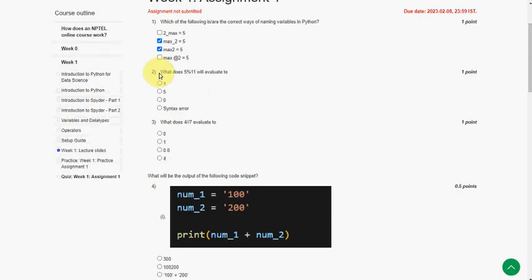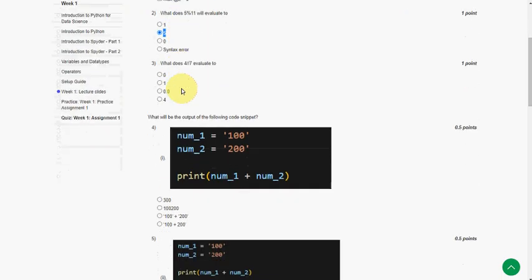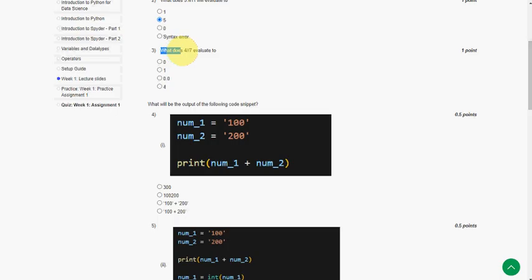And coming to the second question, what does 5 modulus 11 evaluate to? It gives the answer 5, that is second option. And moving on to the third question, what does 4/7 evaluate to? It gives the answer 0, but not 0.0, it is just 0. So it is first option.